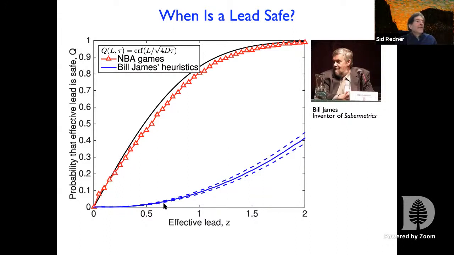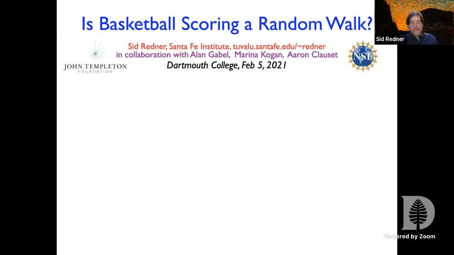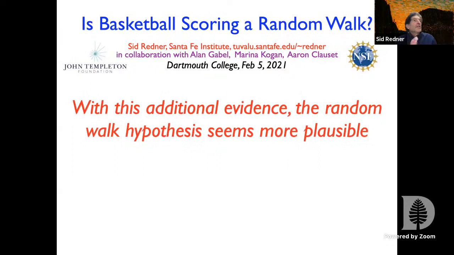When I give this talk outside the United States, nobody has any idea what's going on here, but perhaps many of you have heard of Bill James, the inventor of sabermetrics, who made all kinds of metrics for baseball. He had his own formula for the probability that the lead is safe, and this is his formula. Here's the data, here's our formula. You decide what you like better. Okay, so what I would say at this point is that with all this additional evidence, the random walk hypothesis seems more plausible.